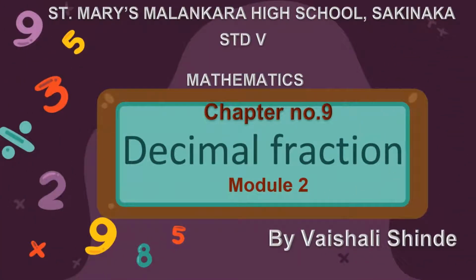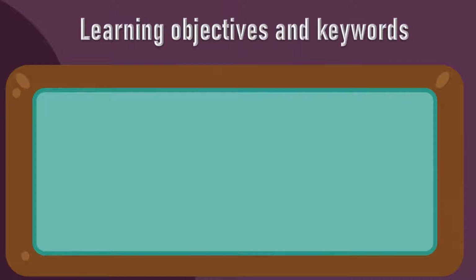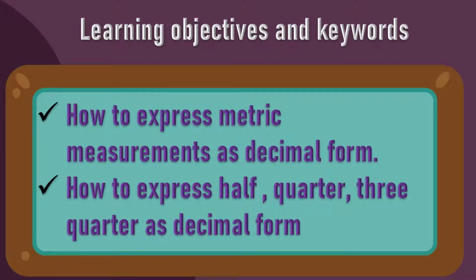Welcome students. This is the second module of chapter number 9, decimal fraction. In this module, we will be learning how to express various metric measurements in decimal form, and how to read and write them. Also, we will learn to express half, quarter, and three-quarter in decimal form and how to read and write them.